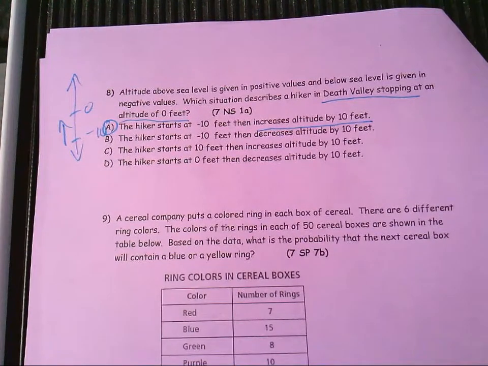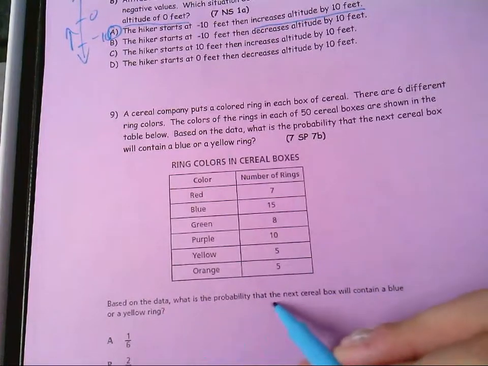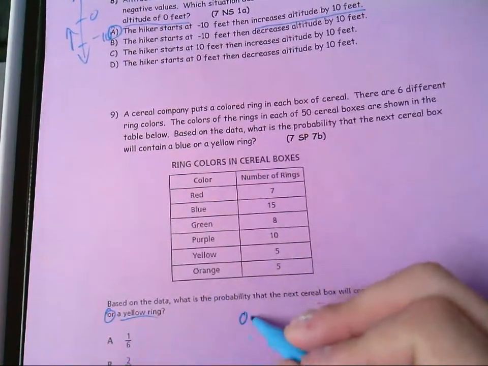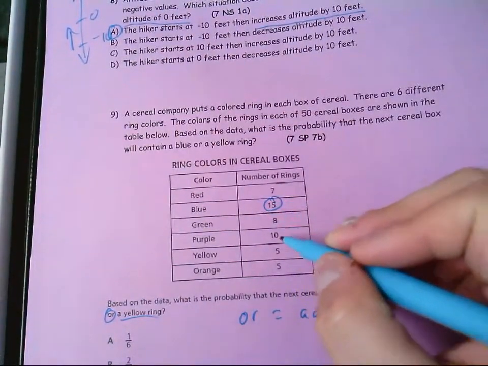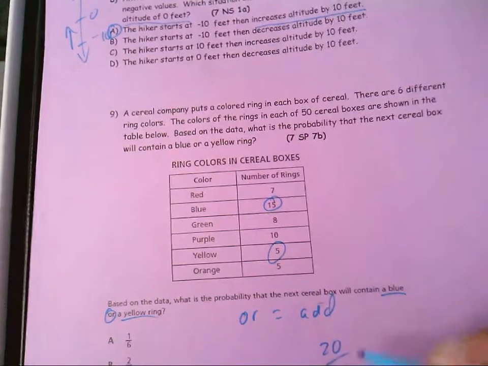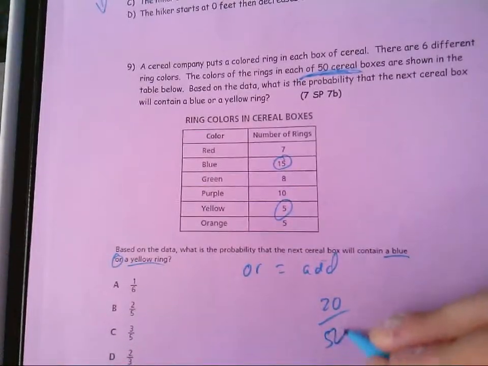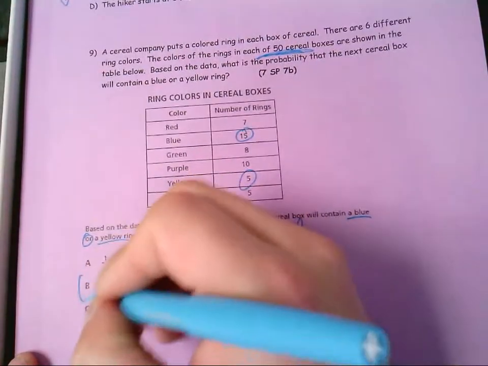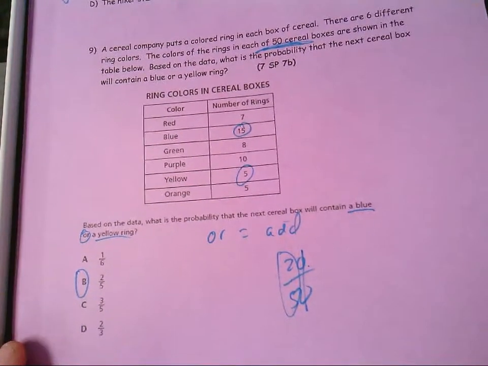It'll end at 0. Number 9, based on the data, what's the probability the next cereal box will be a blue or yellow? Blue, the word or in probability means add. So a blue one is 15, a yellow one is 5, so that's 20 out of the 50 total cereal boxes. Okay, and then we just reduce, and you can take the zeros off. The answer is B. Okay. So this is a pretty quick one.